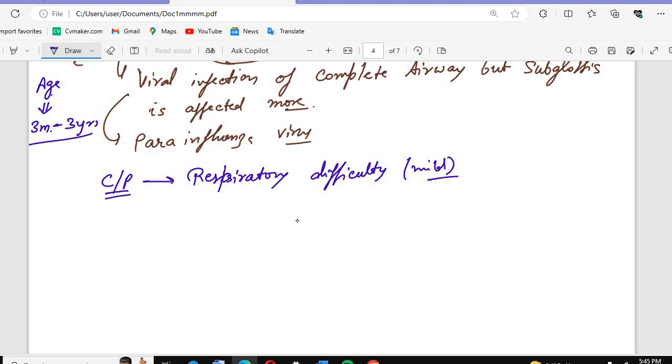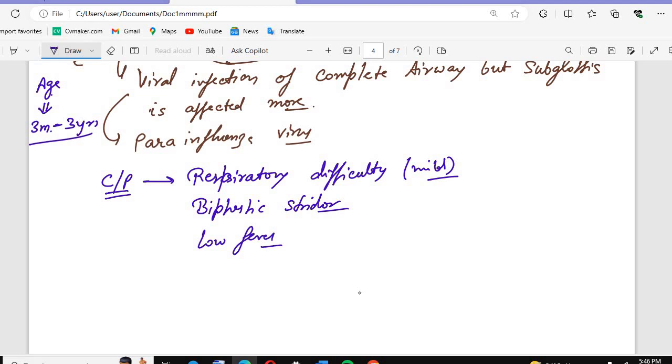Is there biphasic stridor? Sir, you are saying there is a viral infection of the complete airway, and the subglottis is affected more, so we already know there is biphasic stridor. Don't make fools of us. We are sincere and intelligent. So why are you asking us again and again and disturbing us?